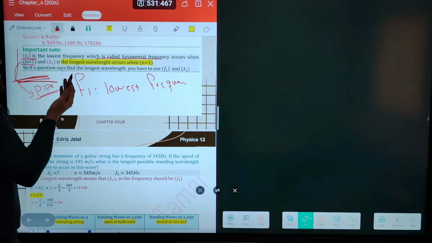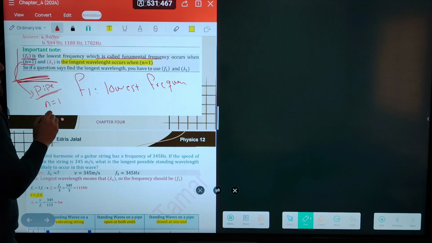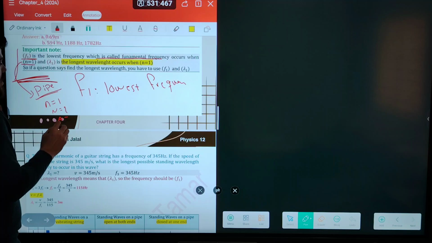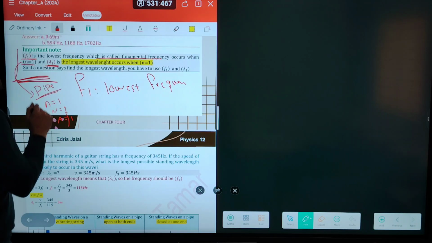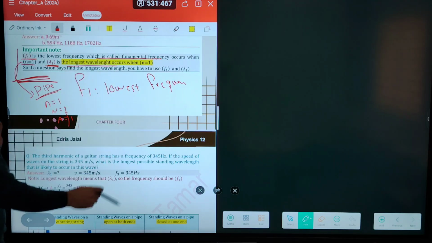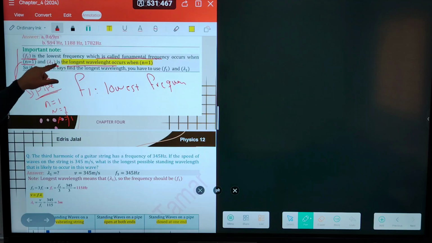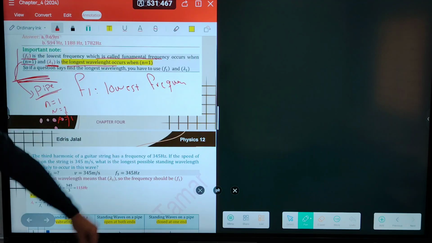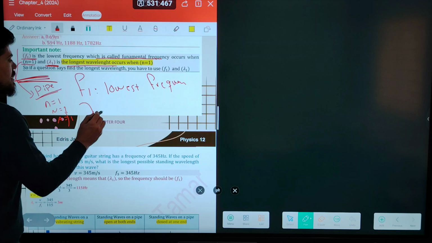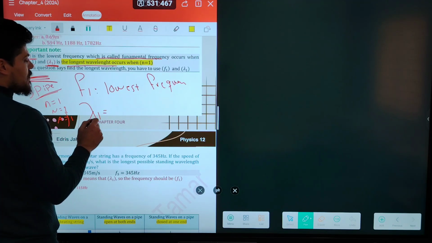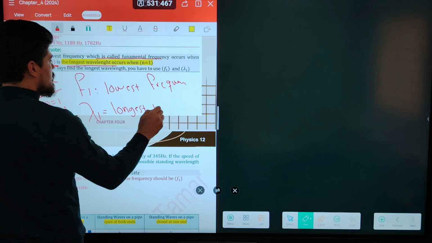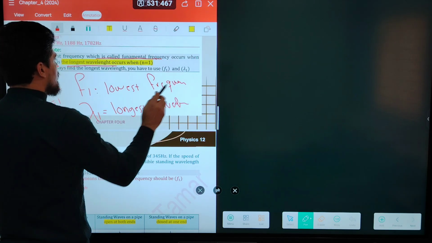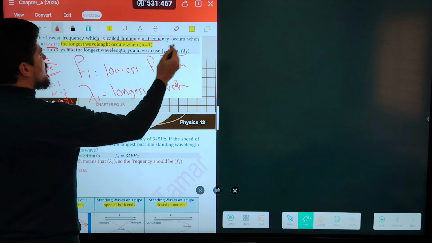And for the string also, when n is equal to 1, it means that we have 2 nodes and 1 antinode. This is for the string. But for the open pipe, n equal to 1 means that we have 1 node and 2 antinodes. Lambda 1, what is lambda 1? The longest wavelength. If the question asks us to find the longest wavelength, what do you mean by longest wavelength, guys? It means wavelength 1, the fundamental wavelength. The fundamental wavelength is the longest wavelength, okay? You have to use F1 and lambda 1.